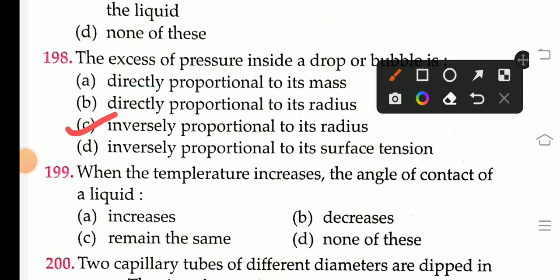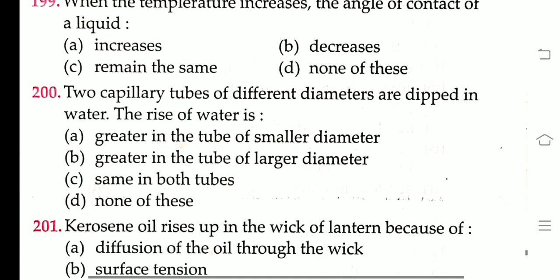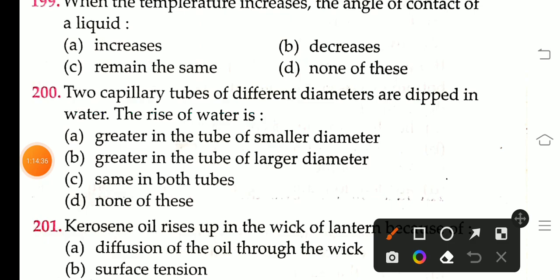When the temperature increases, the angle of contact of liquid decreases. Next, two capillary tubes of different diameters are dipped in water. The rise of water is greater in the tube of smaller diameter. Right answer will be option A.